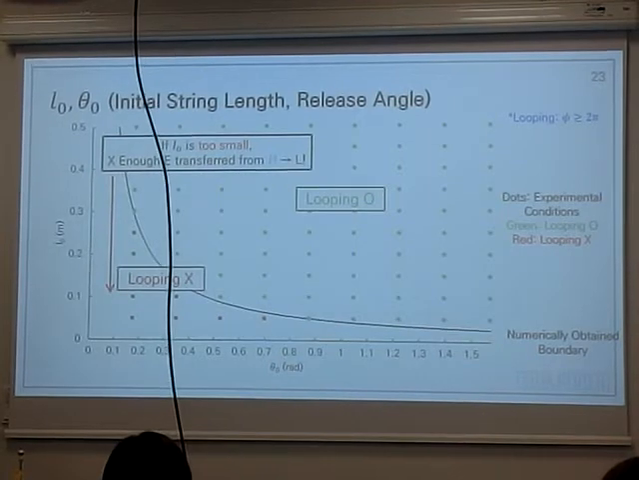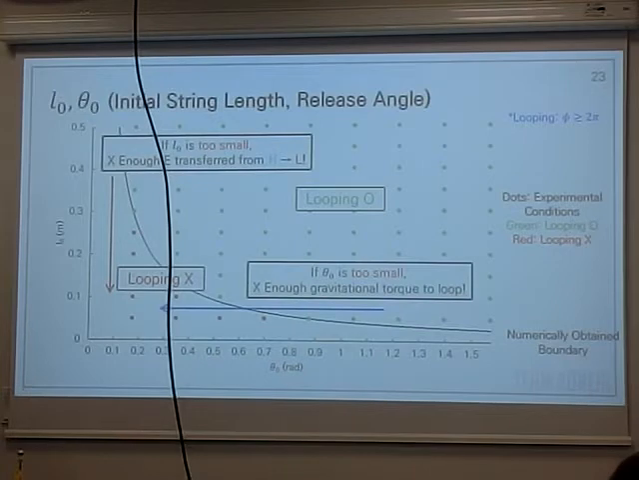So if the initial string length is too small, there will not be enough energy transfer from the heavy load onto the light load for the light load to complete the loop around the rod. And if the initial release angle is too small, there will not be enough gravitational force exerted onto the light load to acquire enough angular momentum to loop around the rod.